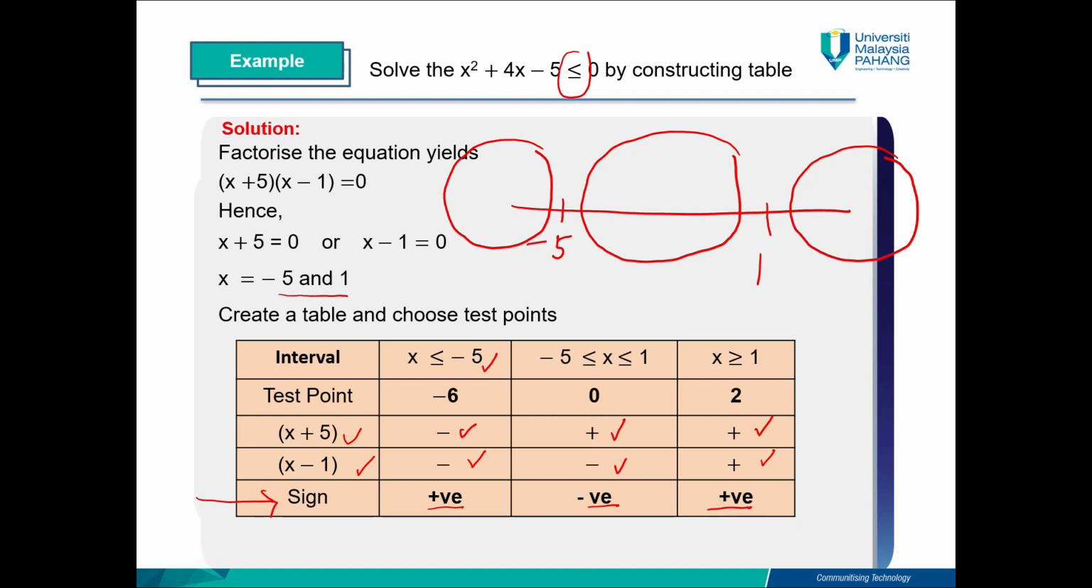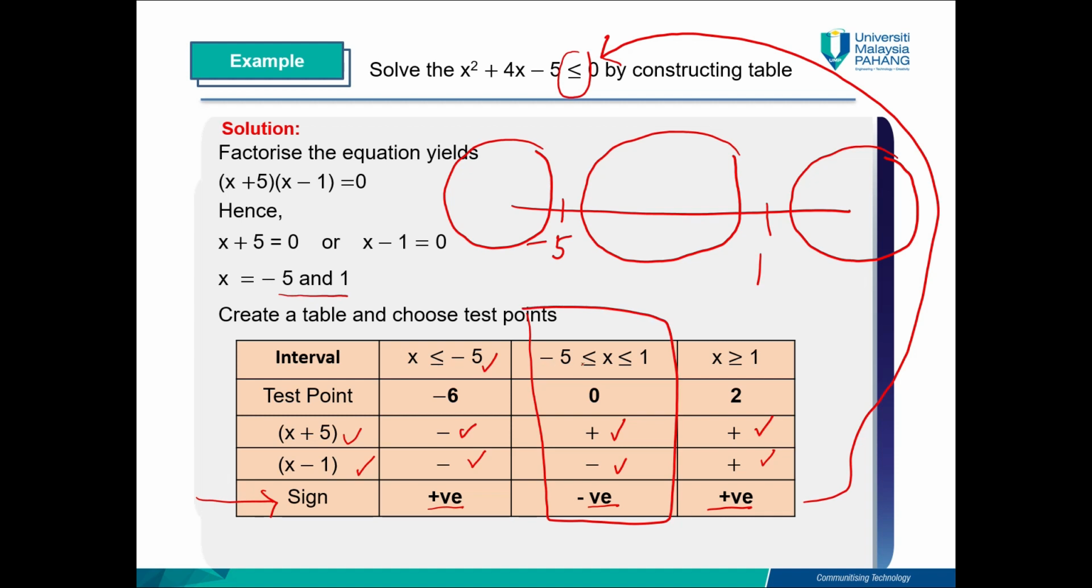So what are we finding? We are finding less than or equal to, which is a negative value. So our answer is this interval, minus 5 until 1. Alright, so this is the answer.